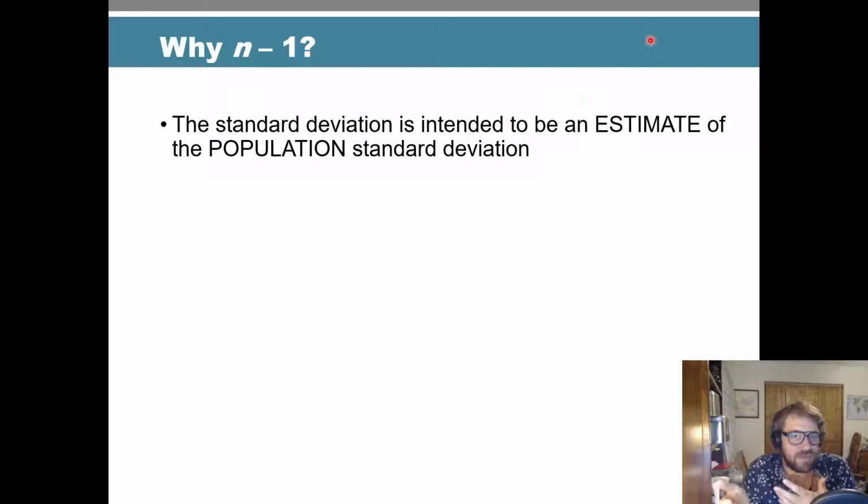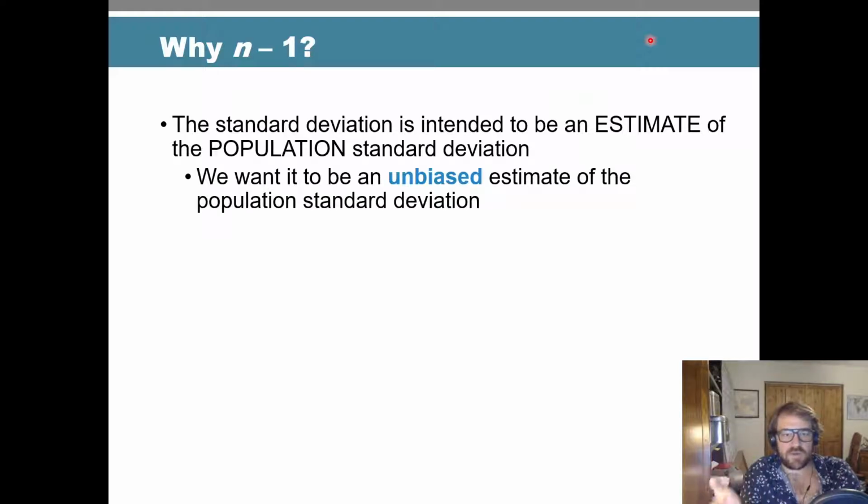We don't want to underestimate. In fact, it's better to overestimate than underestimate, right? In this case, we want to be more conservative. So we want it to be an unbiased estimate of the population standard deviation. We don't want to assume that it's smaller, because that is going to lead to, this is further on in the class, but when we start doing tests to compare if two groups are the same or different, if we underestimate the standard deviation, we're going to get a lot of false positives. We're going to get a lot of times when we say that something is different and it's not. And that's not what we want.